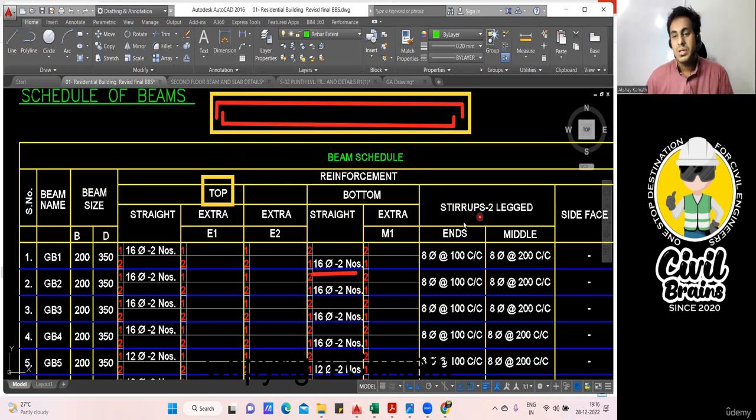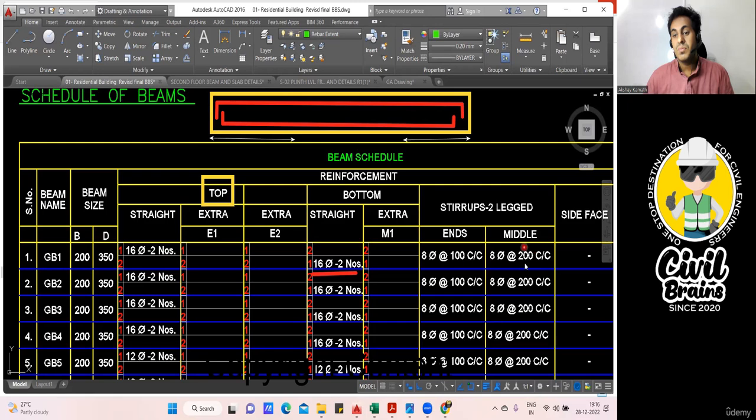Now come to the stirrup. In the stirrup, it is mentioned end and middle. End means near the support. So this is my end portion. When I say end, this is my end portion. From here to here, this is my left end, that is ends. This is also my end. So here I am supposed to provide the stirrup of 8 mm at 100 mm center to center spacing.